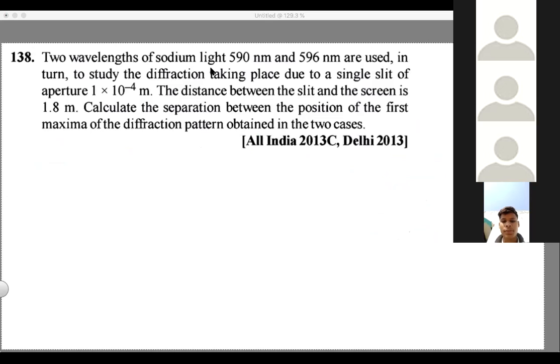Two wavelengths of sodium, 590 and 596 nanometer, are used in turn to study the diffraction taking place due to a single slit of aperture 1 into 10 raised to power minus 4 meter. The distance between the slit and the screen is 1.8 meter. Calculate the separation between the position of the first maxima of the diffraction pattern obtained in two cases.